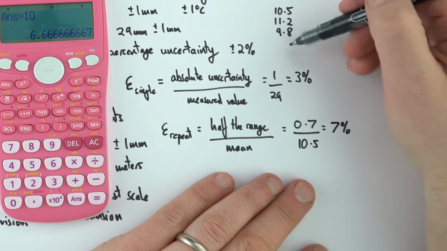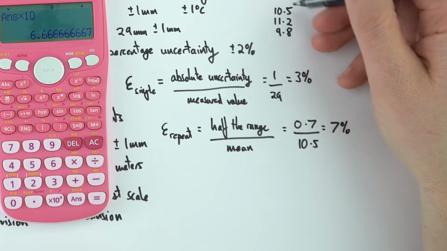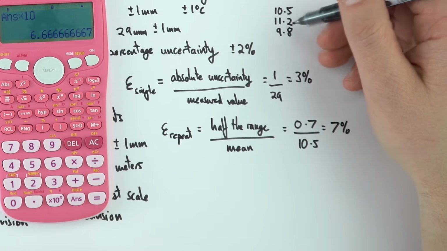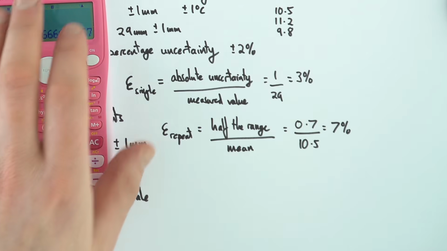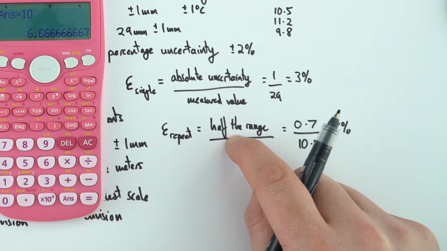Effectively, if you've got a bigger spread of results and you get some high ones and some low ones, we're going to have a bigger range of results, which means we're going to be less certain about the actual precision, the precision of our data. Okay, so that's how to work out the percentage uncertainty for single and repeated readings.